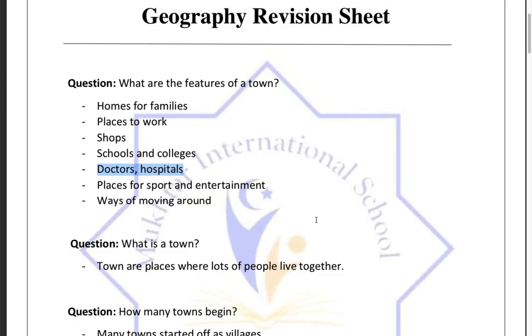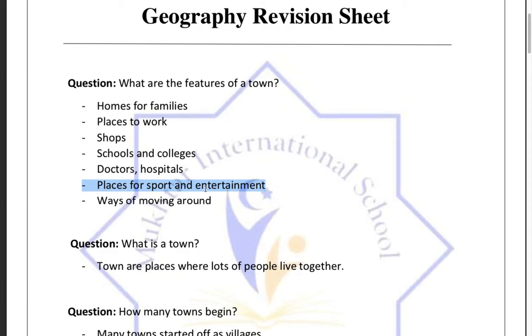Let's talk about more features of the towns. Places for sport and entertainment. Of course that you need houses to live, like a home, right? You need a place to work. You've got a job. You need shops to buy the things that you need in your daily life, right? You will need a school and a college to get education there, right? Then you will need doctors and hospitals if you got sick or something. Hopefully not.